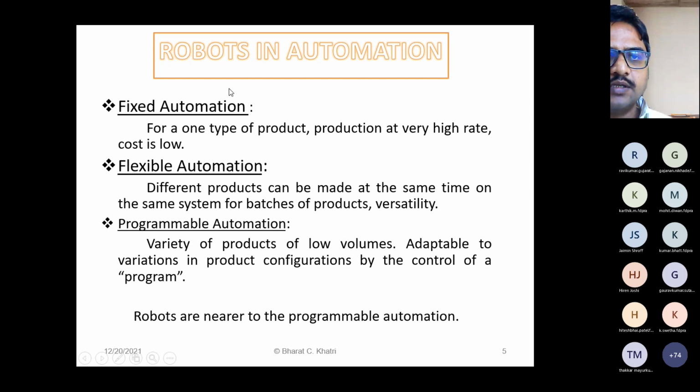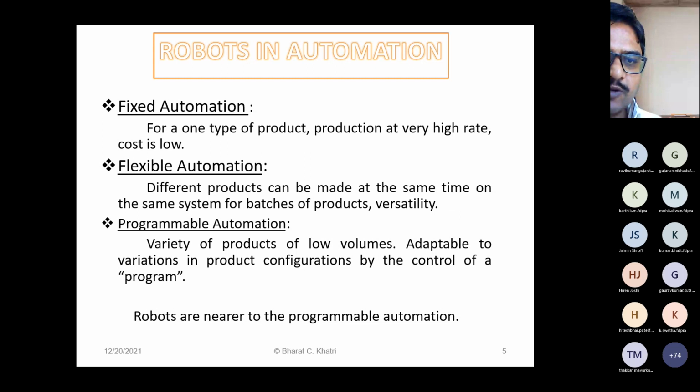Thereafter, robots come inside the program of automations. There is fixed automation that is used for one type of product, which makes use of one specific machine producing one type of product. If the product no longer exists, then the machine will not have any use. It will go for the garbage.